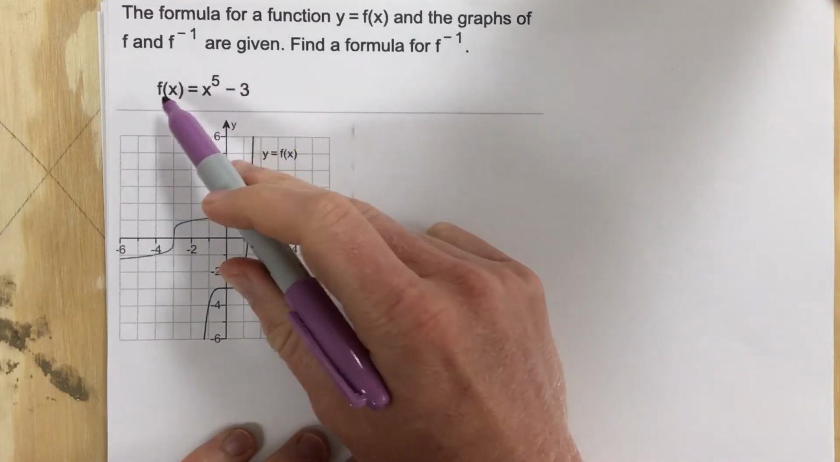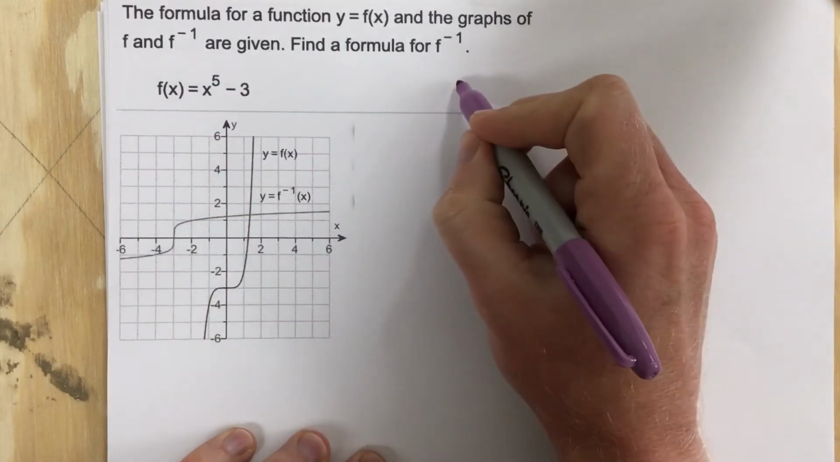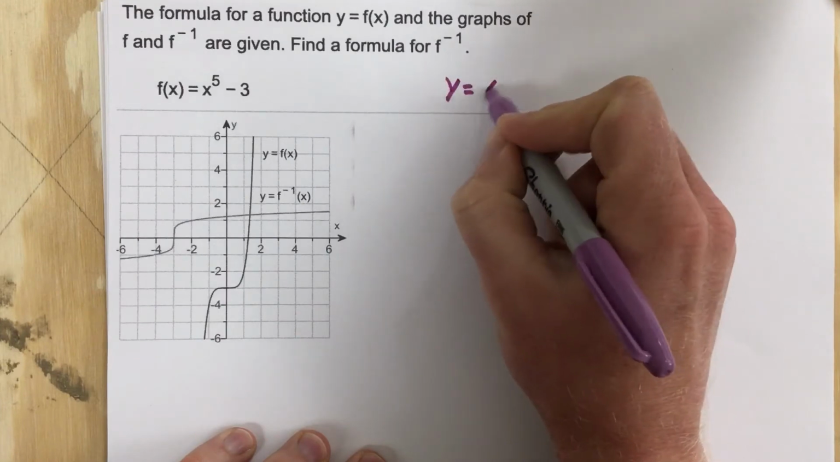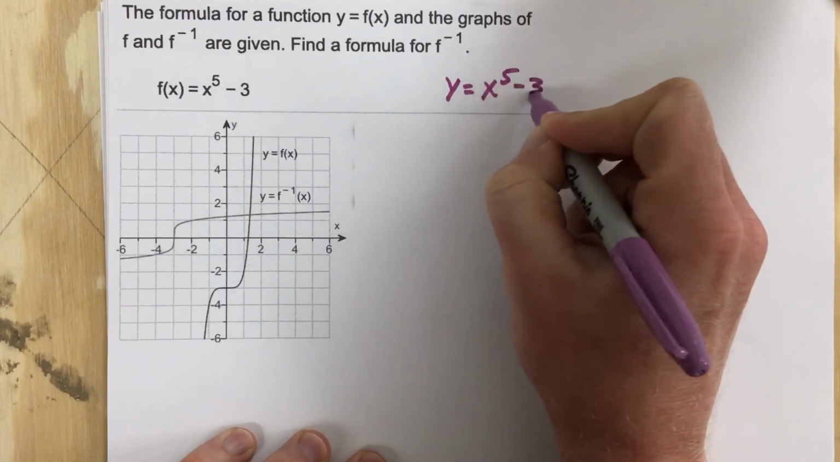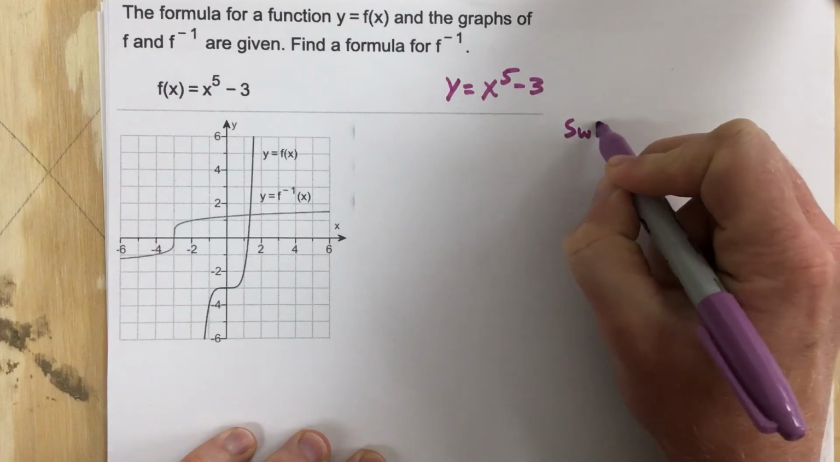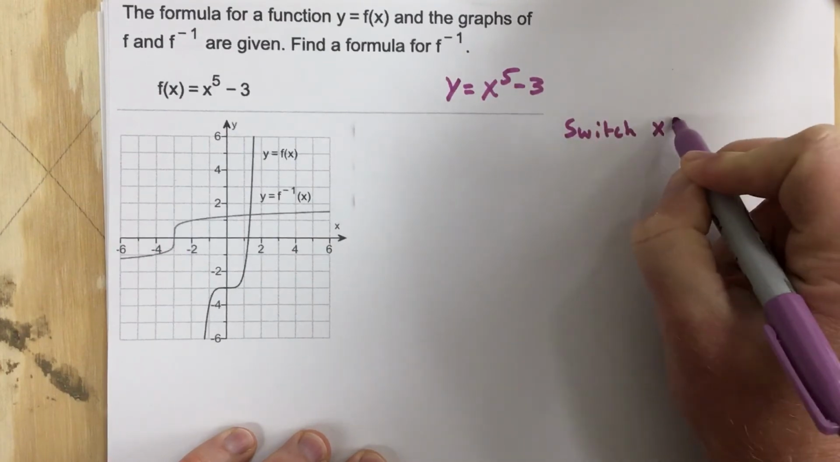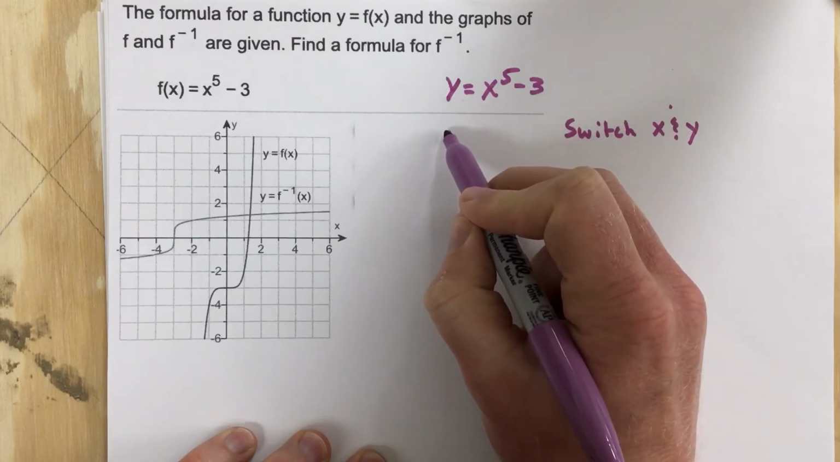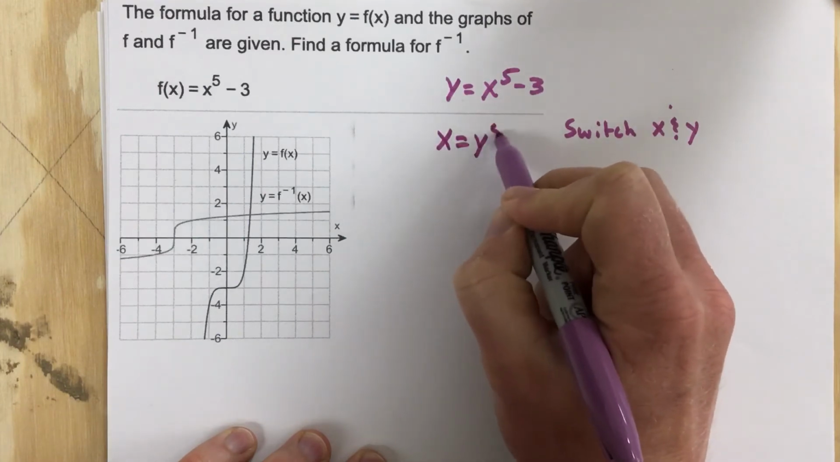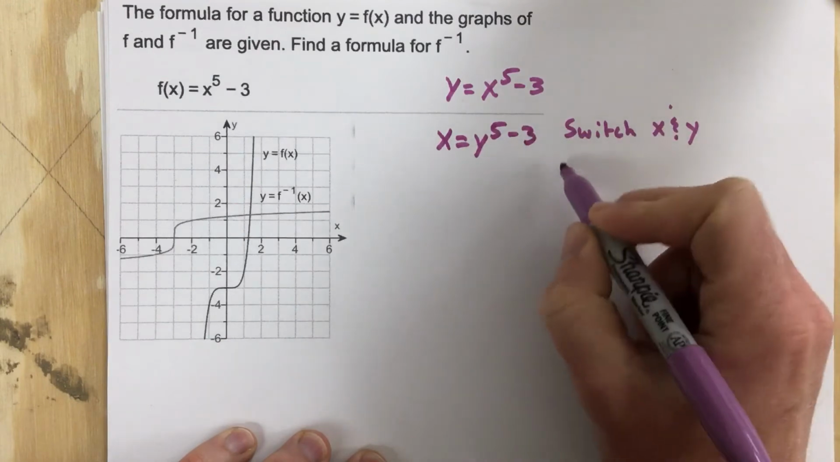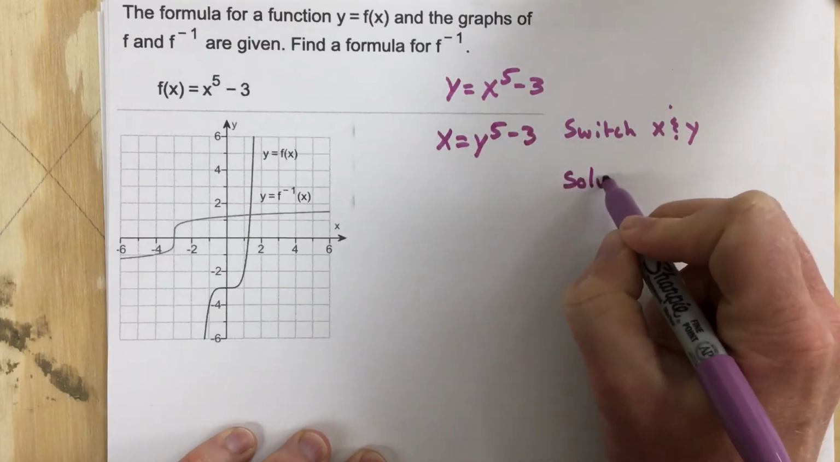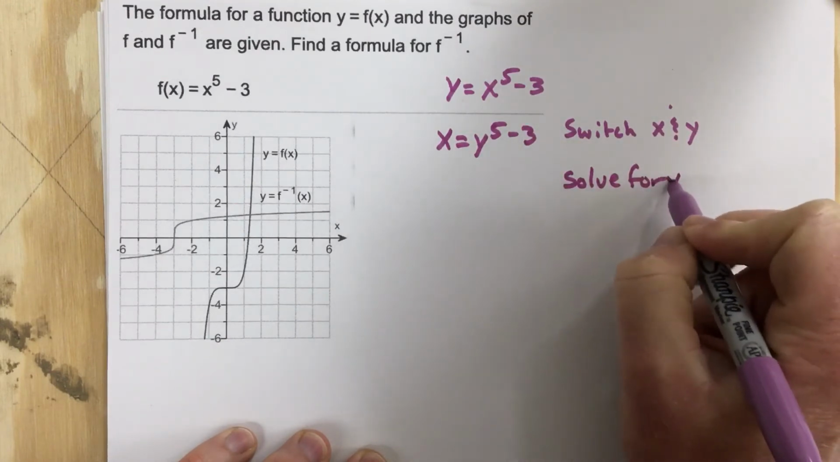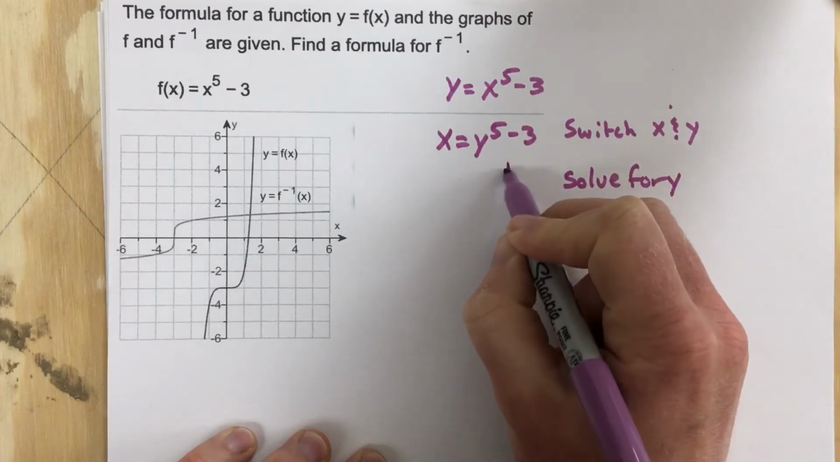Now, if we want to find the inverse, we first start by saying y equals x to the 5th minus 3. I'm going to switch x and y. So that means that I have now x equals y to the 5th minus 3. And then I'm going to solve for y. So I'm going to add 3 to each side.